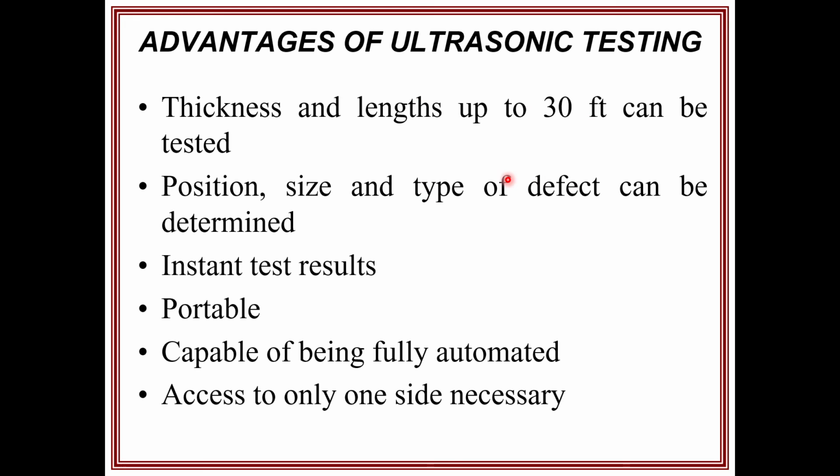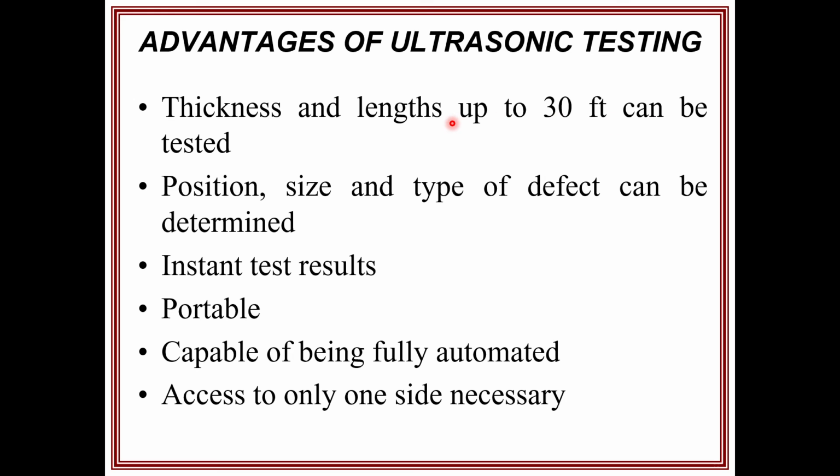So the main advantages of ultrasonic testing: thickness and length up to 30 feet can be tested. So we know that the magnetic particle method and the dye penetration method both are only to understand the cracks or holes, or only for the testing purpose of surface areas, near to the surface, and joint parts and the welding areas. But using this ultrasonic testing, we can test the entire material, entire test piece, and inside the material also we can test. That is the main advantage of this ultrasonic testing.